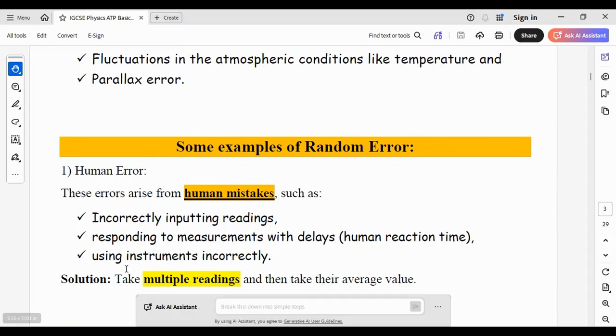For the first and the last one, there is no correction. You have to redo those things. But for this one, you can simply take multiple readings and take the average value. Okay, for the human reaction time error.